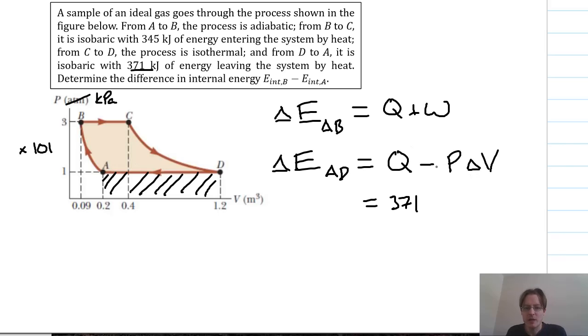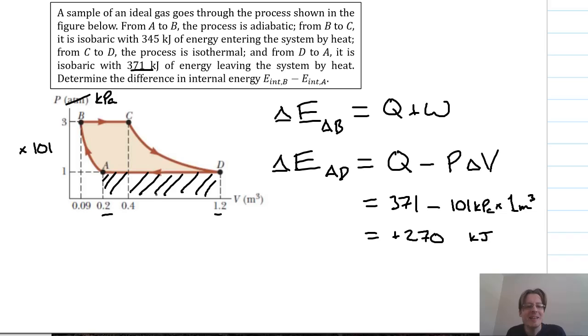Now I have to plug in the pressure. The pressure here is 101 kilopascals multiplied by the change in volume. Now remember, volume changes can be positive or negative. In this case, it's an expansion. It means the volume grows by 1 cubic meter. So I just got to multiply by 1 cubic meter. And we saw before that pressure times volume has units of joules. In this case, it's kilojoules. So it's 371 minus 101, that's positive 270 kilojoules. That's the increase in energy in going from A to D.